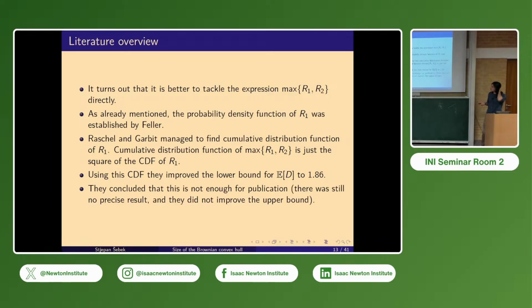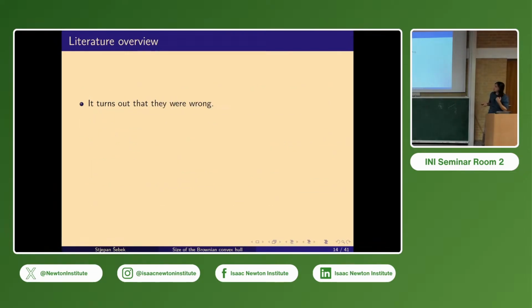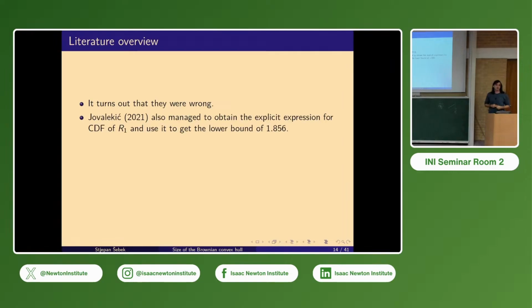It turns out they were wrong, because in the end there was this lady, Jovalekic, in 2021, who basically did the same thing, but not with the relation to the Kolmogorov-Smirnov statistic. She recognized a Jacobi theta function in the background of the density function that I showed you, and then she knew how to integrate that to get the CDF using some Jacobi theta function tricks. She did some sloppy numerical analysis, and that's why it's slightly worse than the bound by Kilian. So it's 1.856.